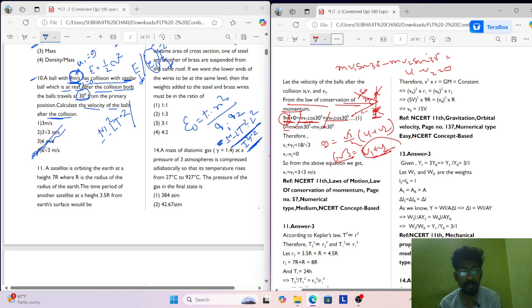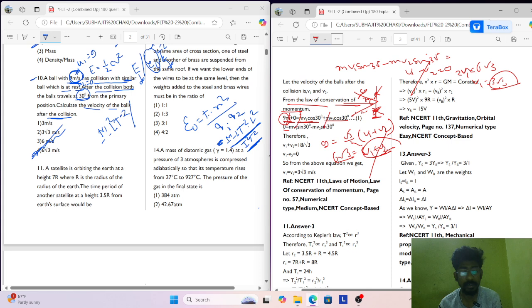So 2v1 equals 6 root 3. So v1 will be equal to 3 root 3, right? So v1 is 3 root 3, and as we already told you, v1 is equal to v2 from this equation. So that means v2 will be equal to 3 root 3. Therefore, option number 2 will be the correct option here.